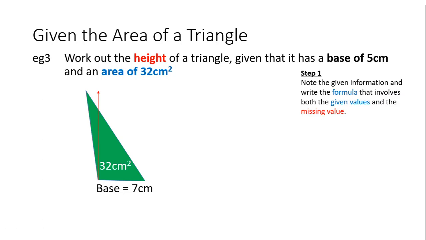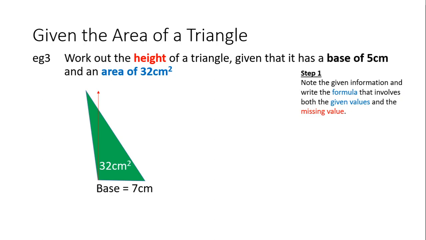Right, step 1, note the given information and write the formula that involves both of the given values and the missing value. So I'm given an area and I'm given a base and I'm missing the height. Again, just like with the area of a rectangle, if you're given the area of a triangle, that's a big hint for you. But you need to use the formula for the area of the triangle in order to turn it into an equation that you can solve.